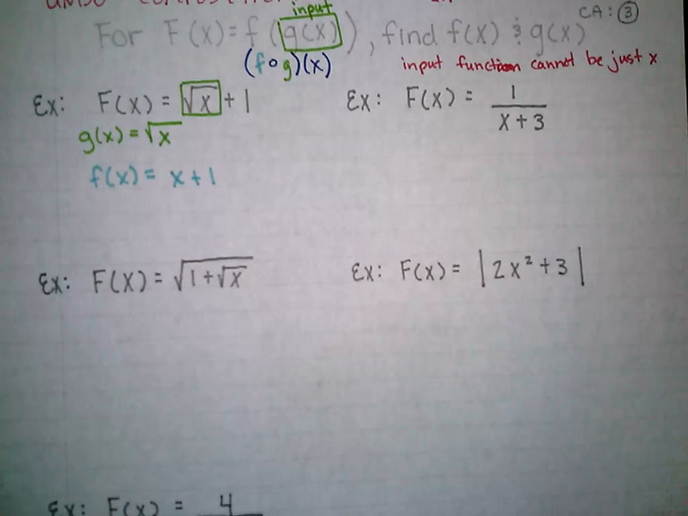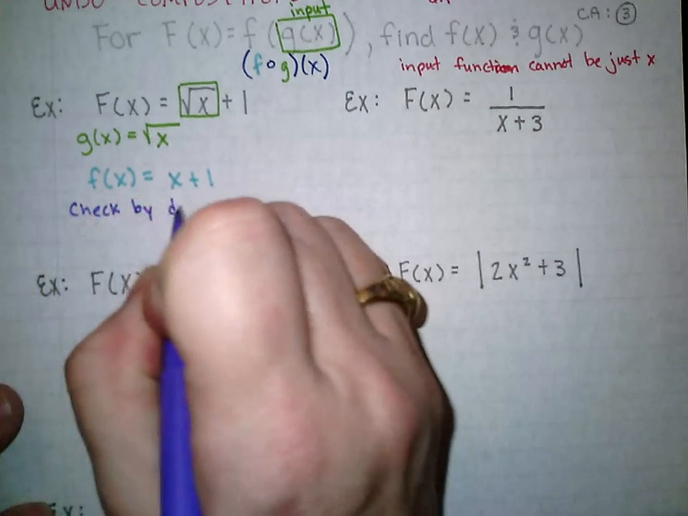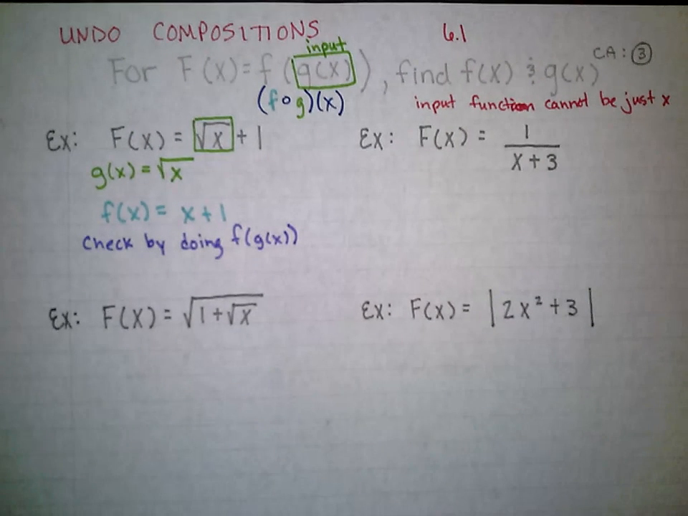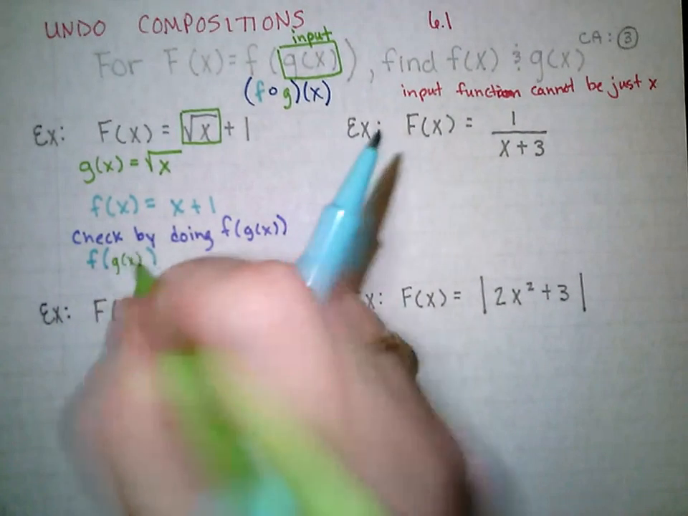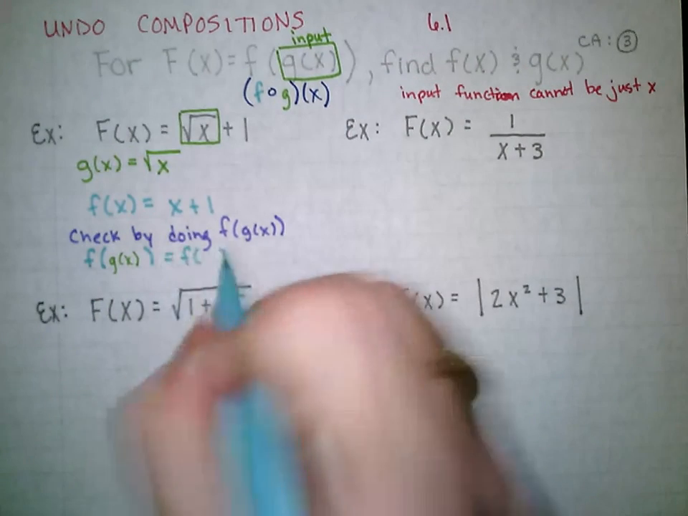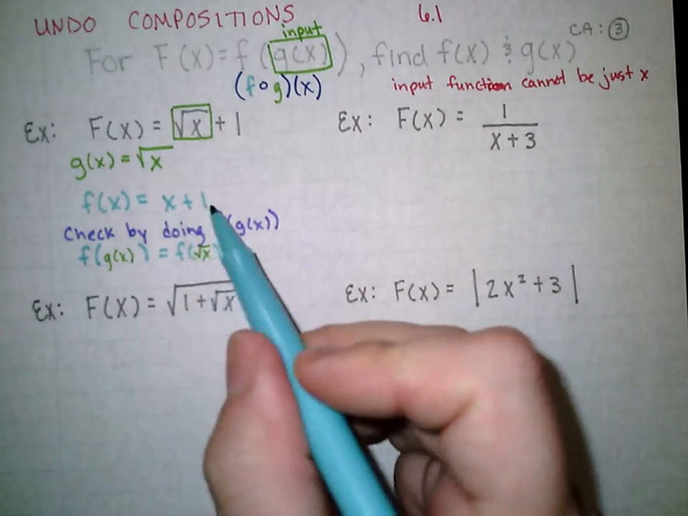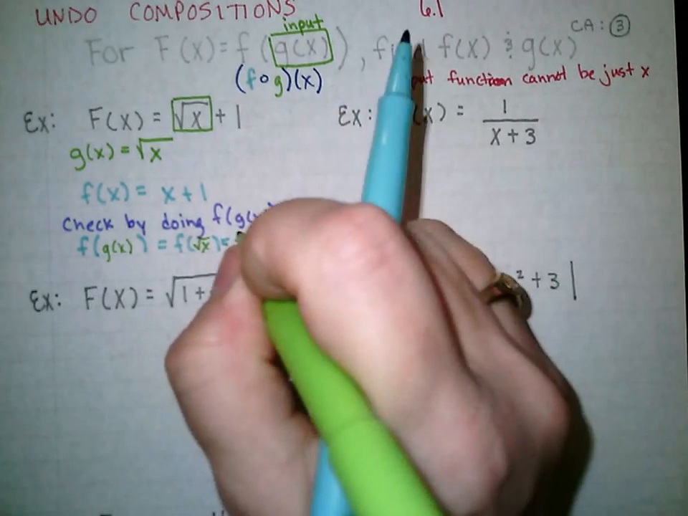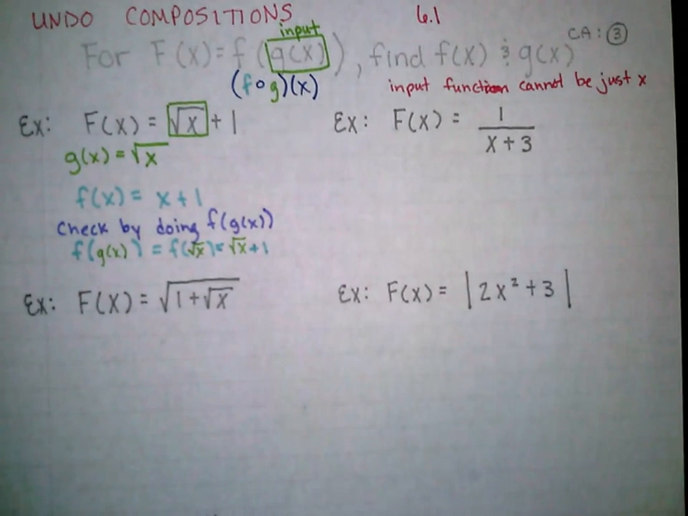So the way that we check this is by doing the composition. So we check by doing the composition f of g of x. We won't check all of them, but I'm just going to show you how that works. f of g of x would be f of square root of x. And since f of x was x plus 1, that means we replace the x with a square root of x and then plus 1. And we see that we end up with what we started with.